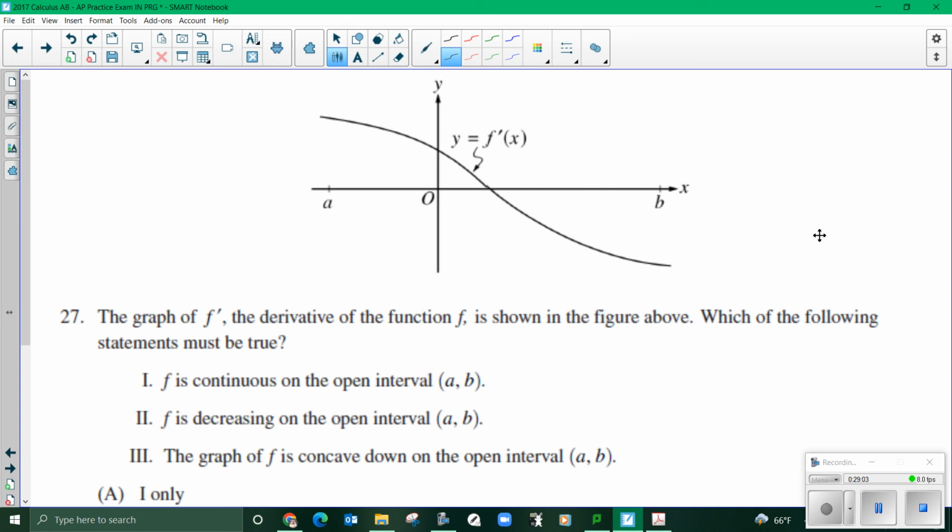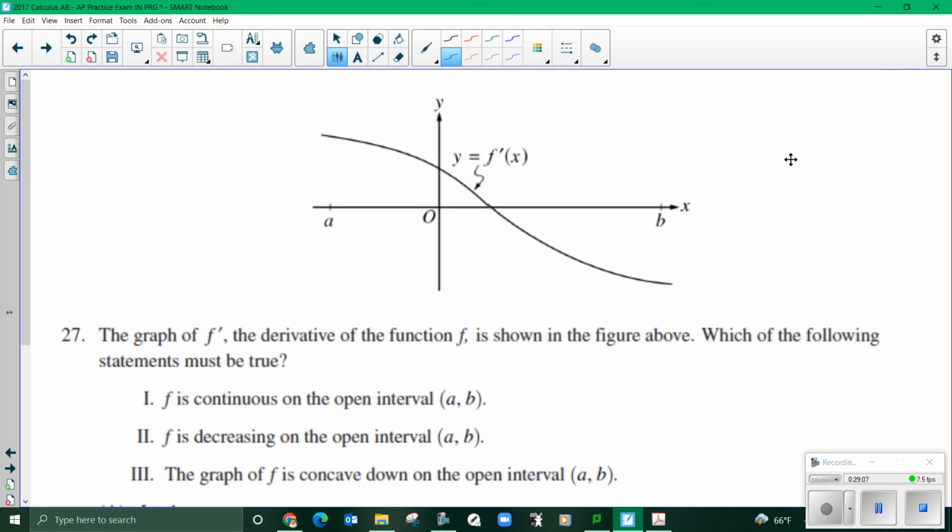First of all, I tell my students that no matter what, if you have a graph of the derivative, that means the y value is the value of the derivative at that point. What do I mean? The value of the derivative right here, whatever x value this is, whatever the y value is here. Okay? Because y is the derivative. So this is really the derivative.